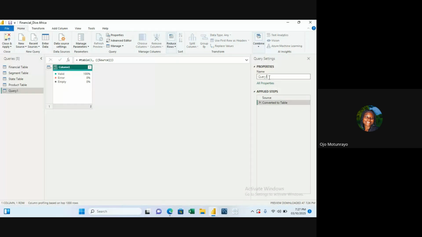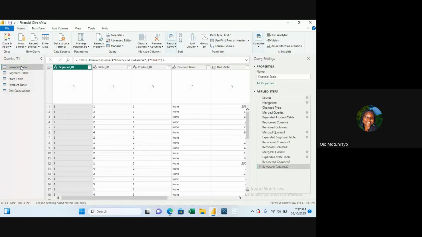It's giving me like we can't use it. So let's use that calculation. So I have my DAX calculations. So if I just change it to DAX calculations. So let's go back to our financial table.